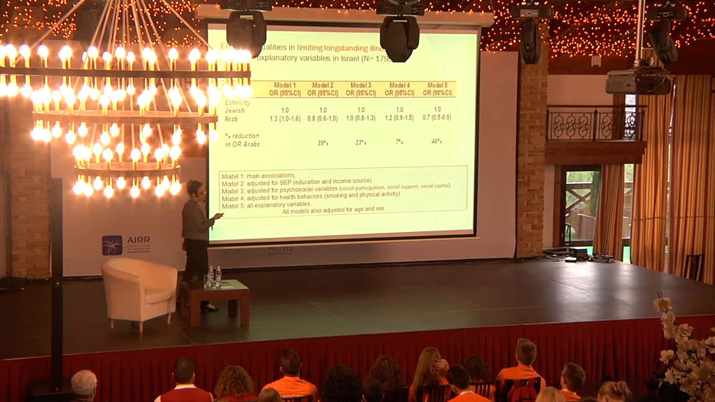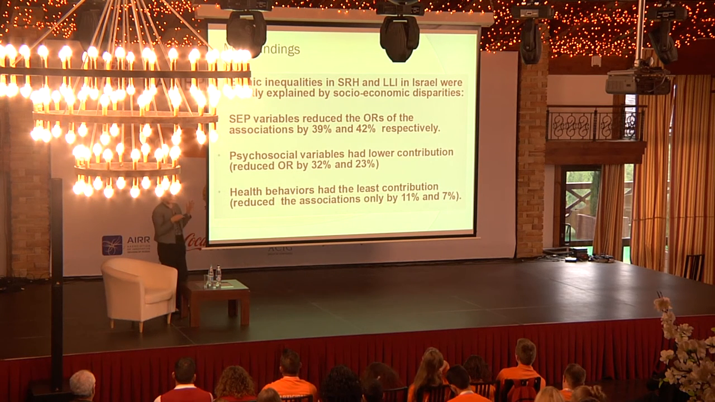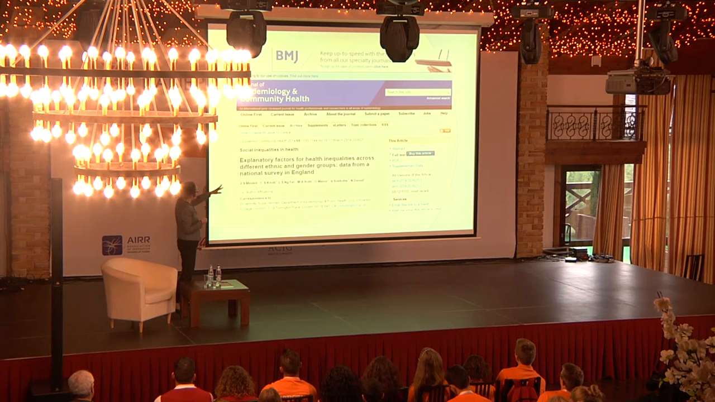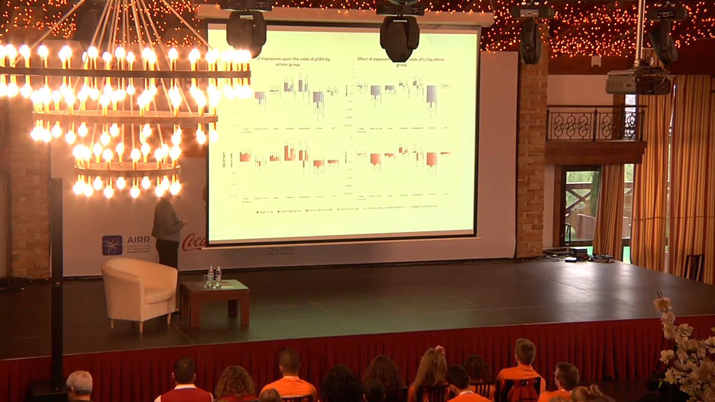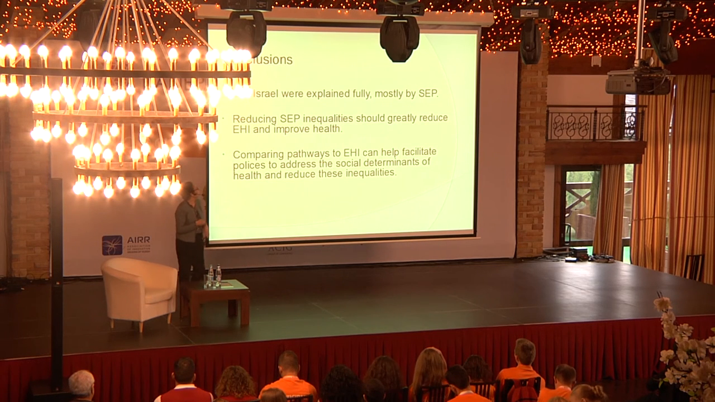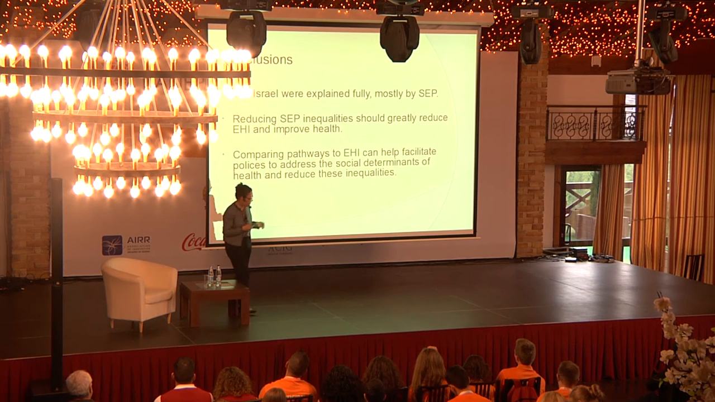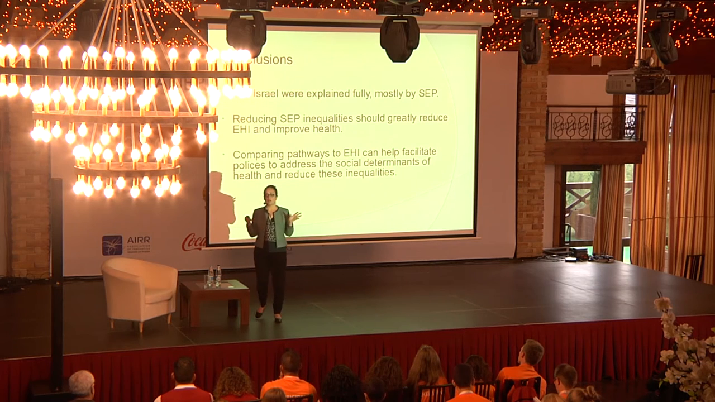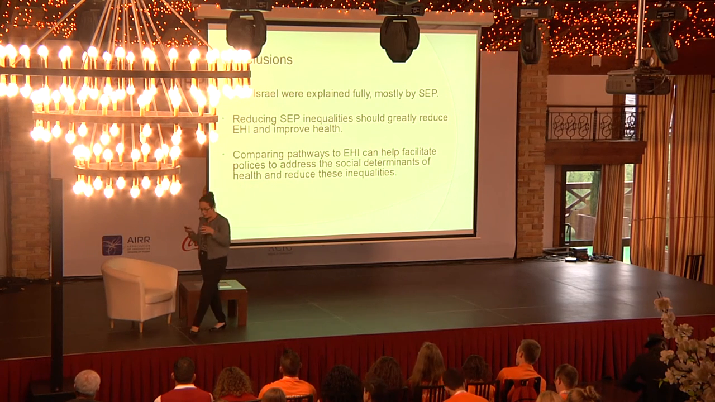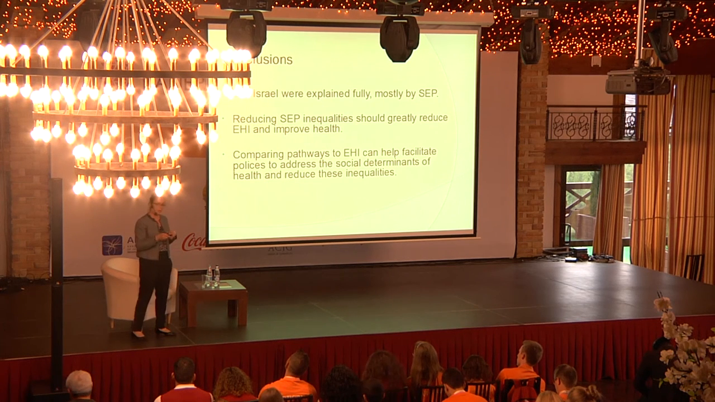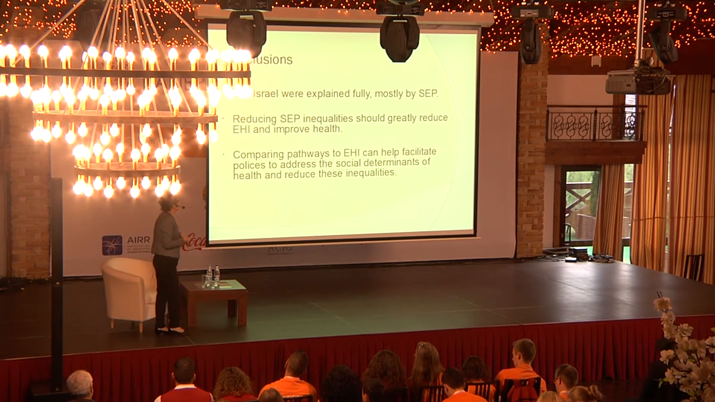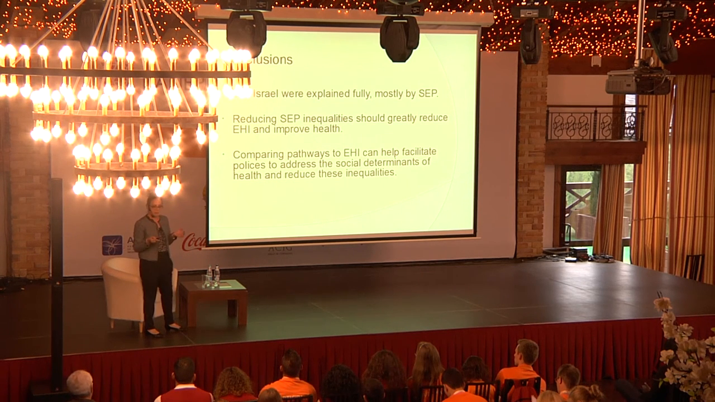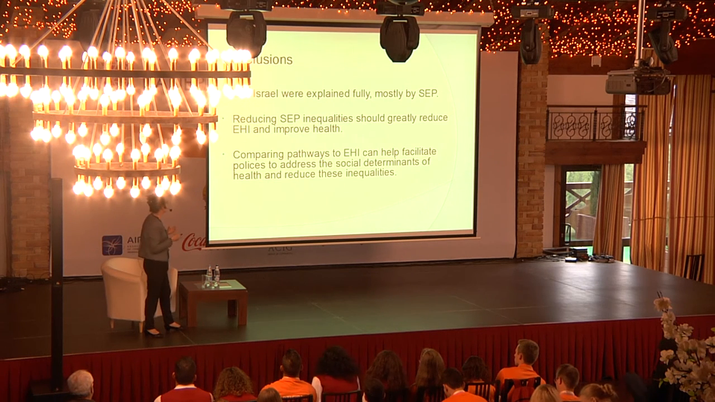And when we studied the same models in the UK, we found the same thing. Socioeconomic position and health behaviors explained most of the differences, and this is something that we also published in one of the academic journals. So to conclude this study: in Israel, reducing the ethnic inequalities in health can be achieved by reducing the gaps in socioeconomic position between the two populations, and also in health behaviors. And this actually needs policies to change this situation.